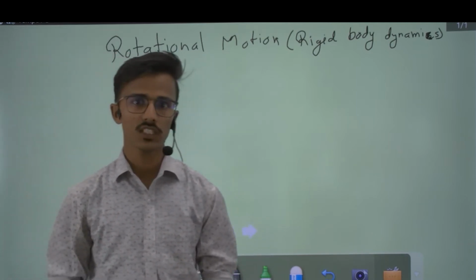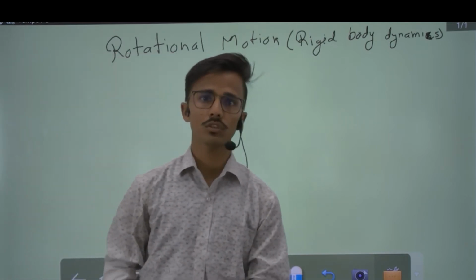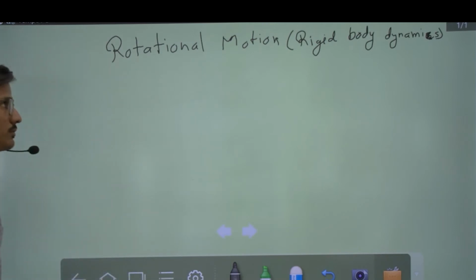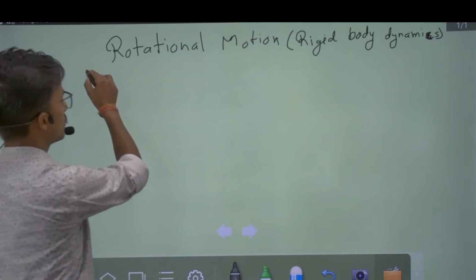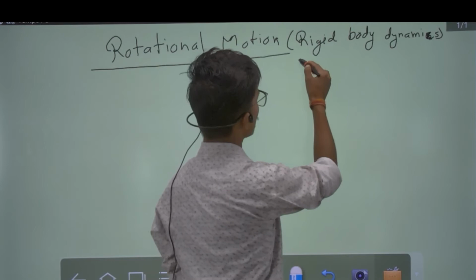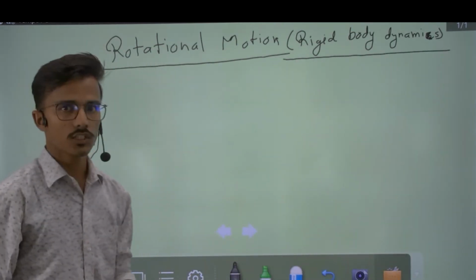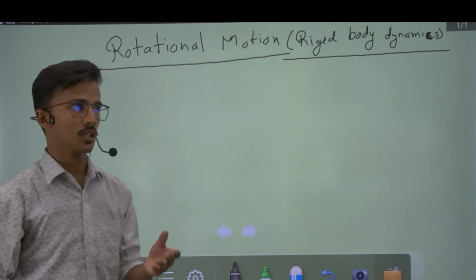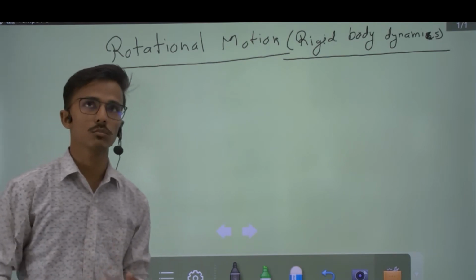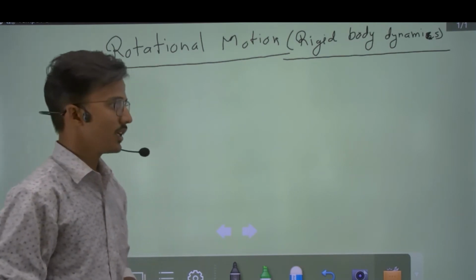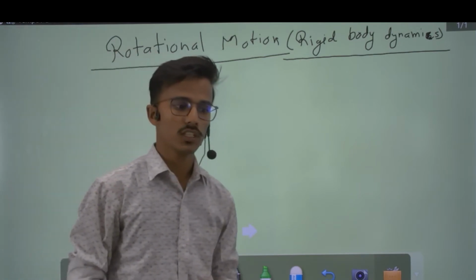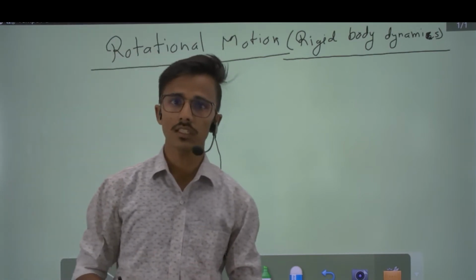Welcome to IIG Academy, and today we are going to discuss rotational motion. We will study rotational motion. Rotational motion is basically the study of the motion of a rigid body. We will study what a rigid body is, and before that we will study the types of motion.